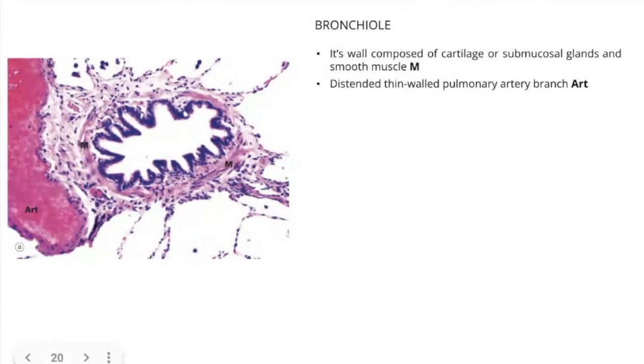Okay, this is a micrograph of the bronchiole. Bronchiole also part of the lung structure. So its wall composed of cartilage or submucosal gland and smooth muscle cells here, and distant thin wall of pulmonary artery branch, which is the art. So this is only one bronchiole.